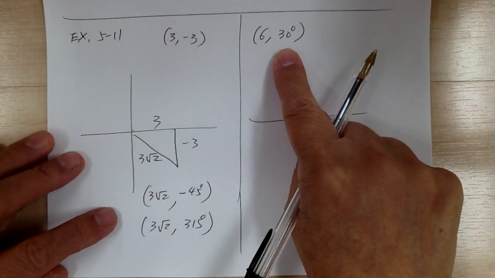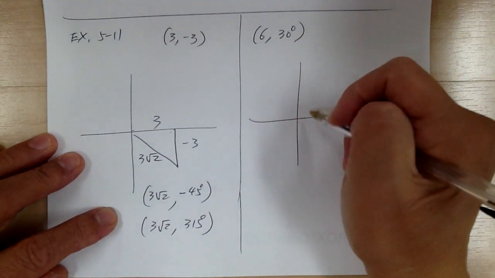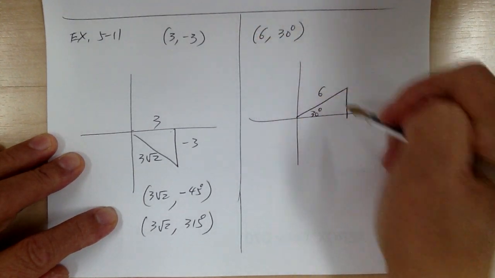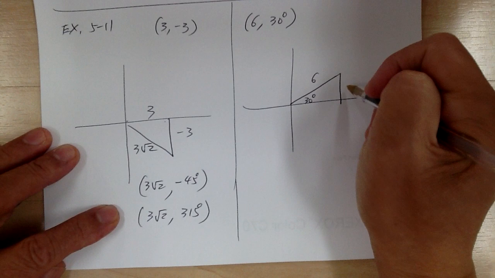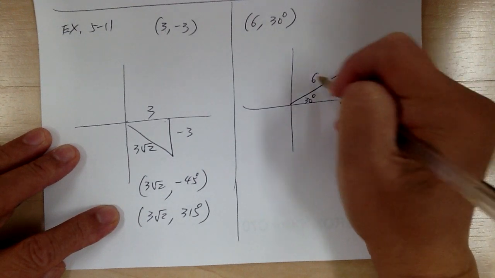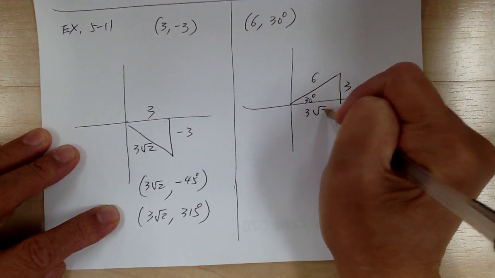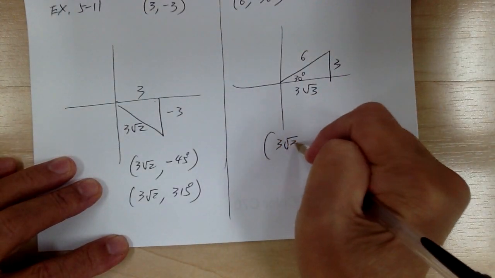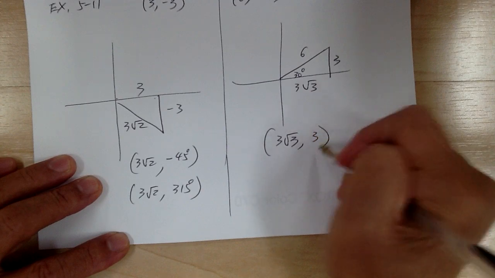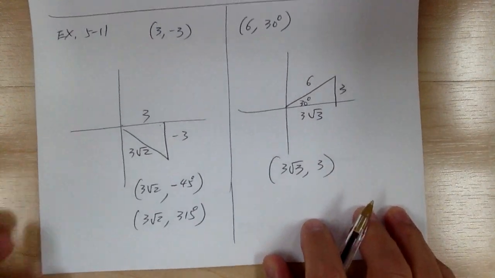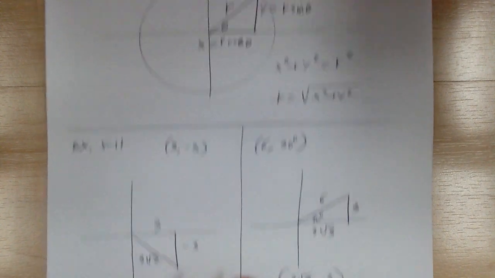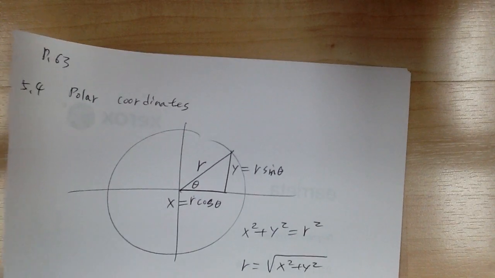Now for this one, it's easy if you graph the angle first. So there's your 30 degrees, and it's 6 over here. Half of that would be 3, and the other leg would be 3 square root of 3. Use your special triangle. So your coordinate would be x equals 3 square root of 3, and y equals 3, and that's it. If you draw out your triangle, it's not too bad. Okay, let's go to the next example.